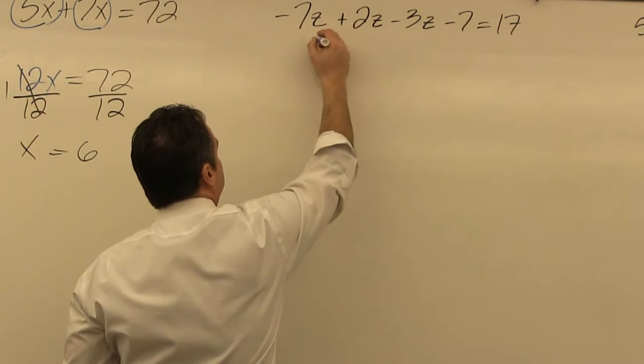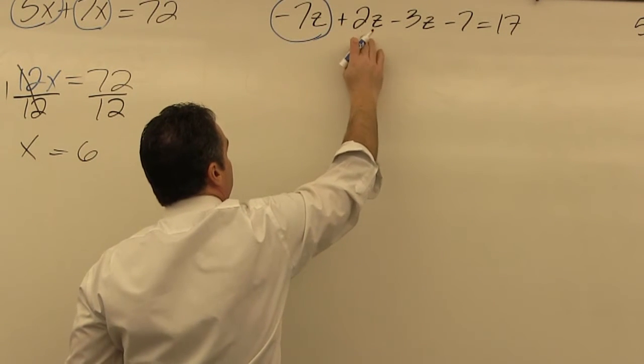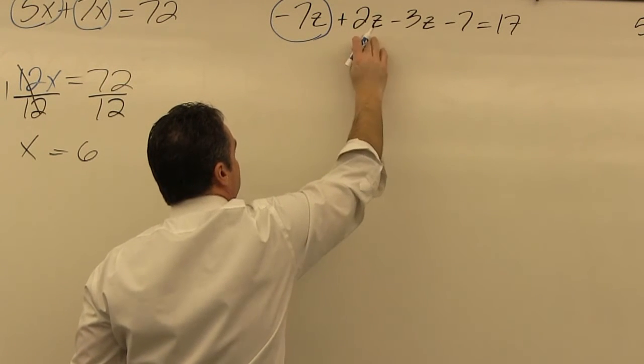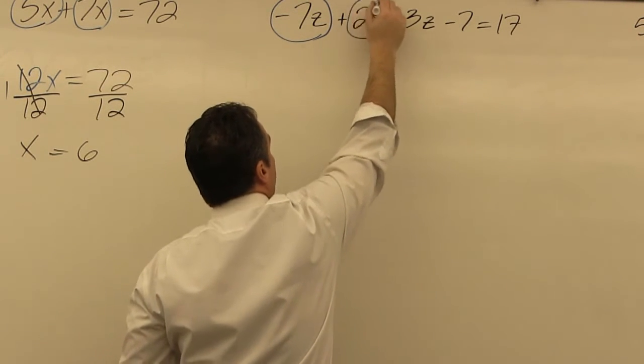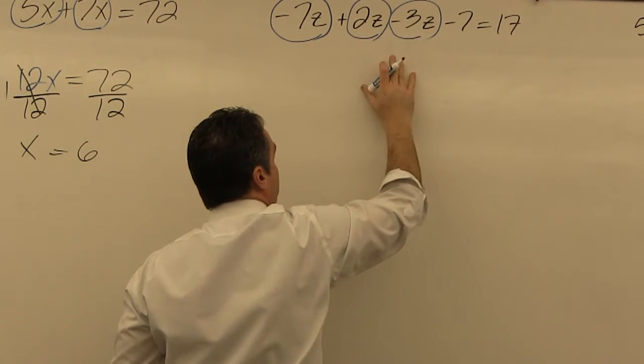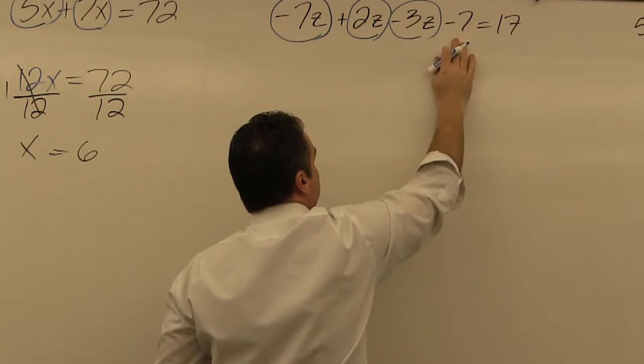Looks like you got a few. You got negative 7z. Okay, terms again are separated by plus and minus signs, so here's another term. It is a z, so there we go. We have another z term right here, and the sign before terms goes with them. Is this a z? It is not.